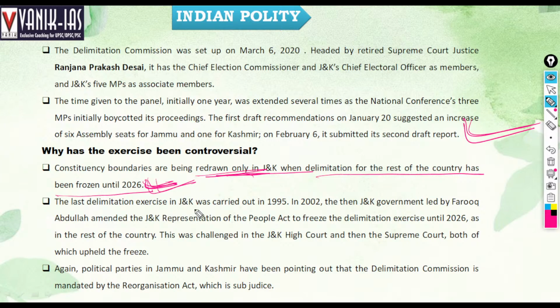The last delimitation exercise in Jammu and Kashmir was carried out in 1995. In 2002, the then Jammu and Kashmir government, led by Farooq Abdullah, amended the Jammu and Kashmir Representation of People Act to freeze the delimitation exercise until 2026. So there was an act passed by the Farooq Abdullah government which said that there would not be any delimitation, that is, changes in constituency boundaries, up to 2026. This was challenged in the Jammu and Kashmir High Court and then the Supreme Court, both of which upheld the freeze.